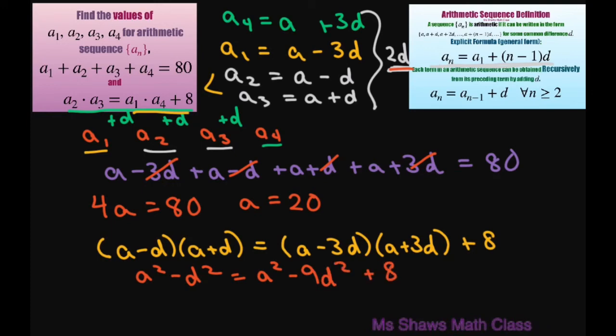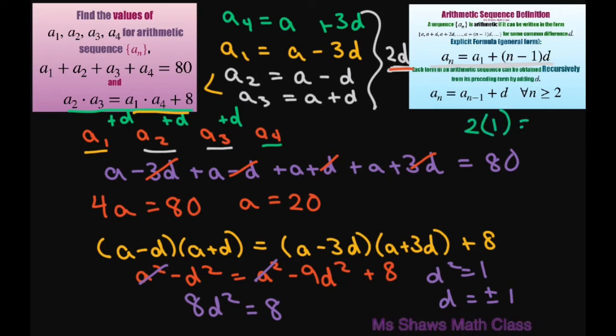And what happens is the a squared is canceled. Add 9d squared, you get 8d squared equals 8. So d squared equals 1, or d equals plus or minus 1. Now if d is plus or minus 1, then we have 2 times 1, that equals 2. So we keep adding 2. All right, so basically let's figure out our numbers.